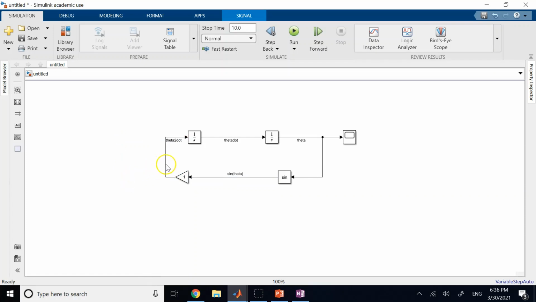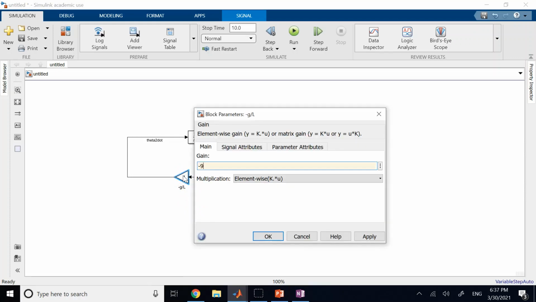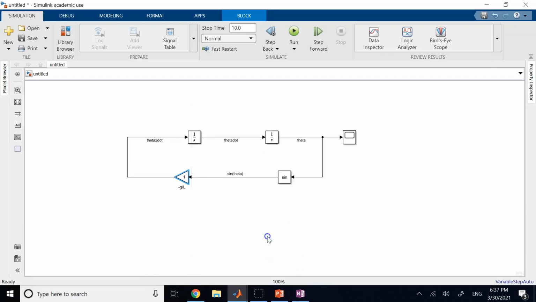Okay? So now what is this gain? Clearly this gain has to be what? Negative G over L. And how much is it? So in this case, negative G, which is 9.81, divided by L. So you decide how long. Let's say the pendulum is half a meter. So here we go, right? And my system is ready to go.